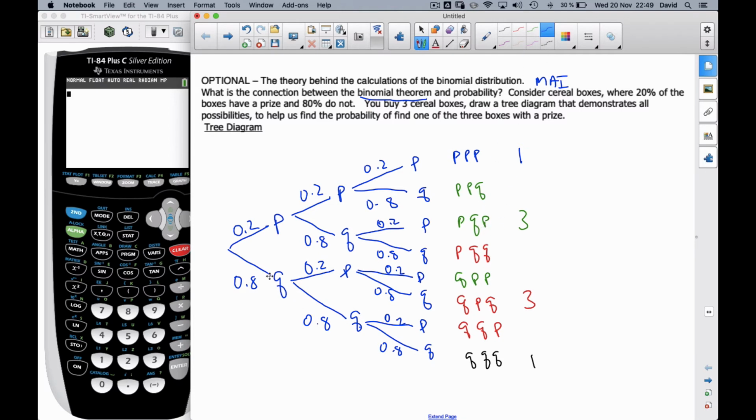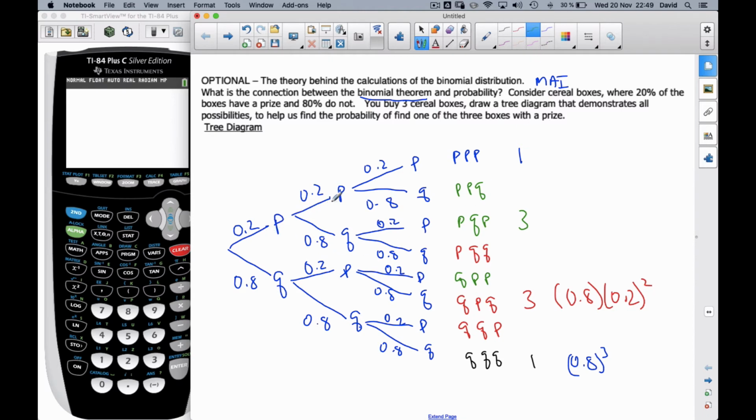But when I find the probability down this tree, it's just going to be 0.8 times 0.8 times 0.8. So this is 0.8 to the power of 3. When I go and look at the red scenario, where I go fail, prize, fail, they all are going to have 1 prize and 2 fails.